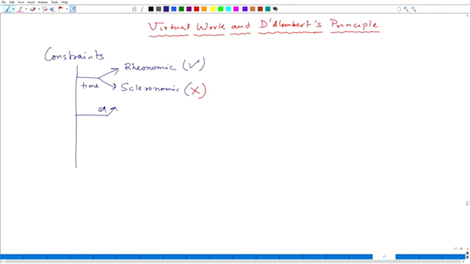Then if it is just equality, then we said this is bilateral. Then if it includes inequality, then we said this is unilateral. Then we defined two very important classes of constraints. The first one is holonomic constraint, the second one is non-holonomic constraint.